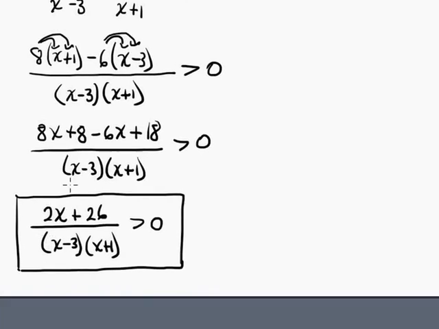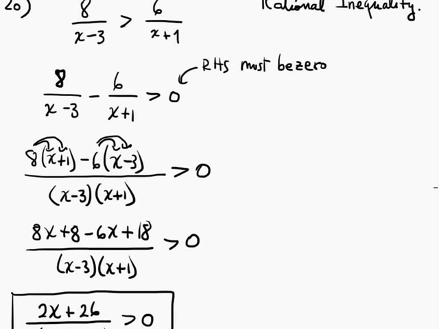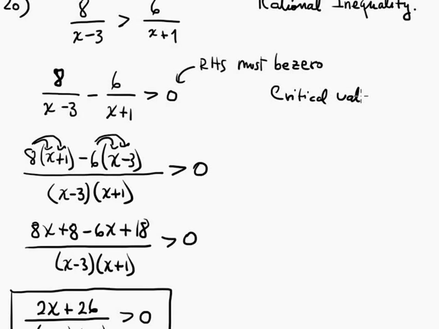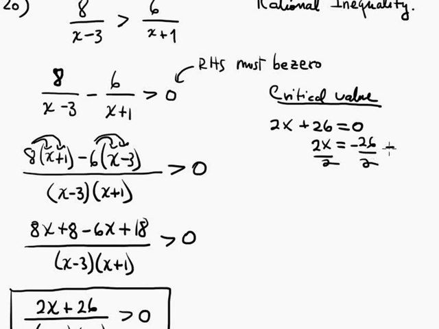Okay, now let's do the order number 9 and the partition using the critical values. The critical value and restriction in this case are the zeros. Critical value, in this case we have only one. It is when you put the expression in the top equal to 0. 2x equals minus 26, divided by 2, is negative 13. This is our critical value.